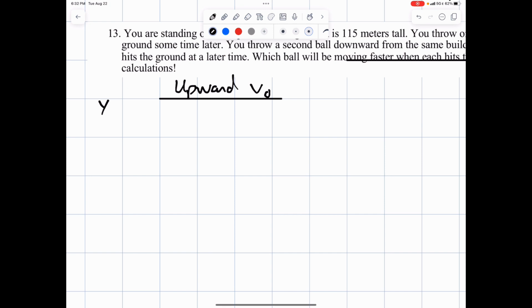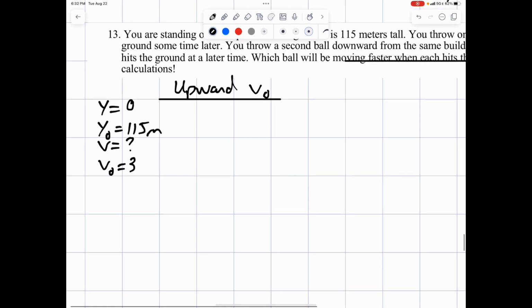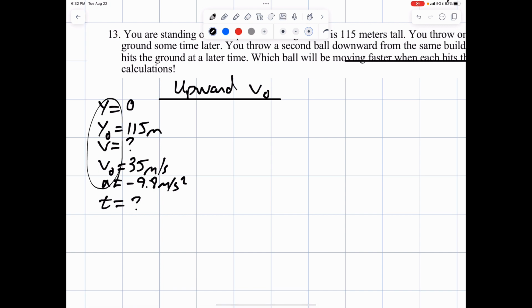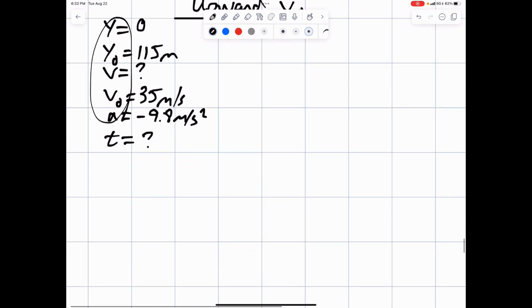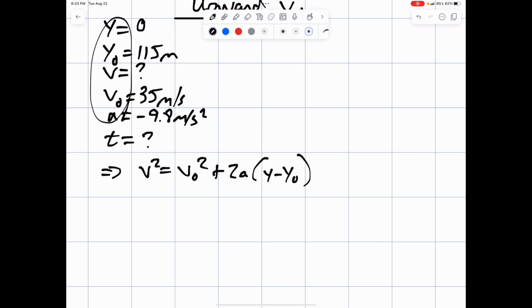Okay, so Y is 0. Y naught is the height of the building, 115 meters tall. V, we don't know, we're going to find it. V naught is positive 35. A is negative 9.8 meters per second squared, and time I don't know. So I'm looking at those group of equations there, which would lead me to choose equation number 10: V squared equals V naught squared plus 2 times A times the quantity Y minus Y naught.